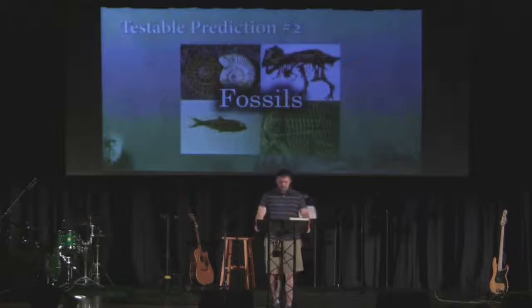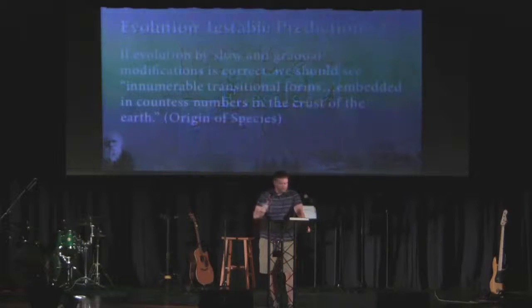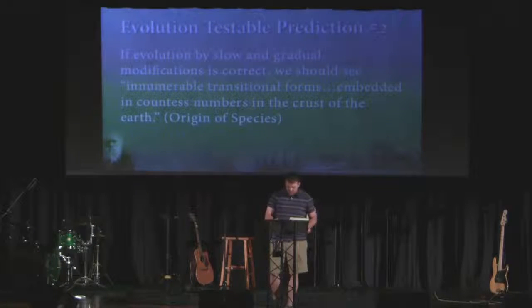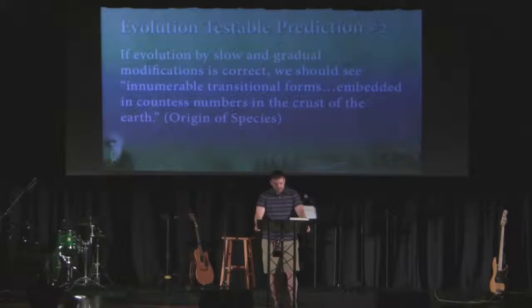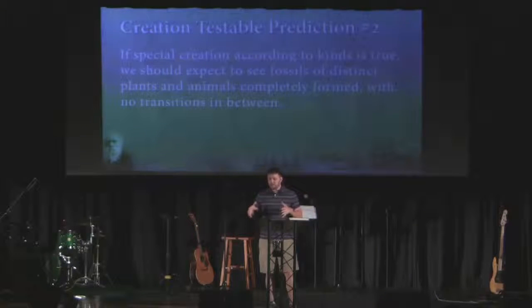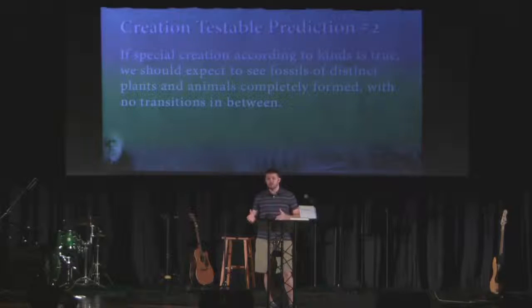Now, if the evolution model is correct, so here's the testable prediction. This is what evolution predicts should be. If evolution, the model, is correct, we should see, quote, innumerable transitional forms embedded in countless numbers in the crust of the earth. That's straight from Darwin's Origin of Species. If the creation account is correct, all fossils should be of distinct plants and animals completely formed with no transitions in between. Makes sense?